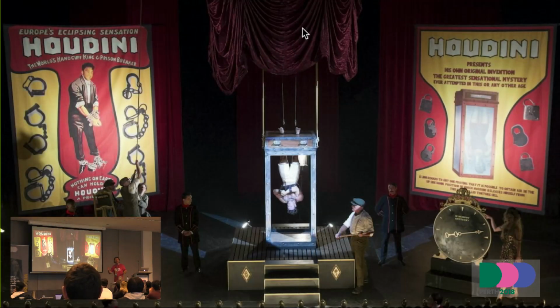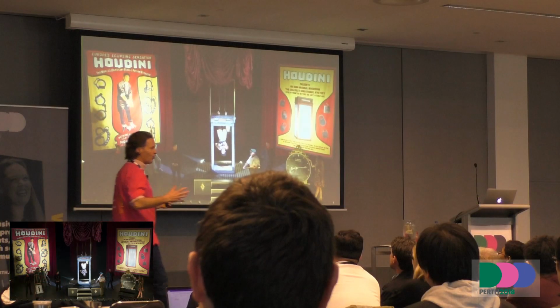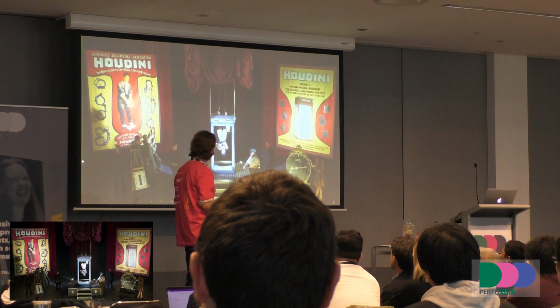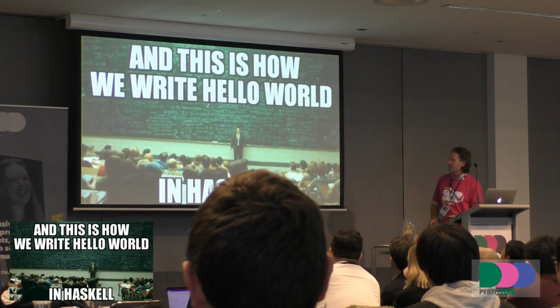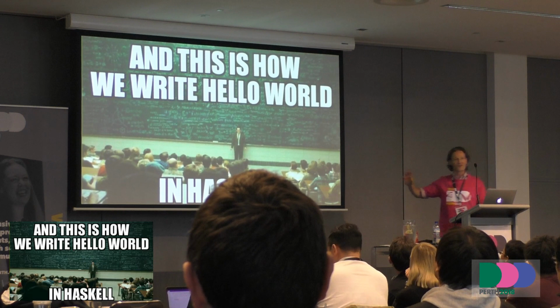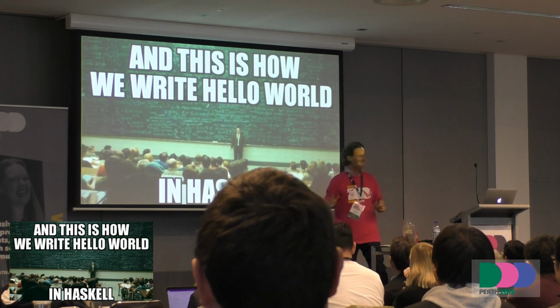So, I feel a bit like Harry Houdini today, the great Harry Houdini. Well, I'm not great, I'm not Harry Houdini, but I feel like I have to perform some magic. Because, as you know, functional programming has this feeling about being hard. And this is a comic slide we have here. In Haskell, this is what you need to know to do Hello World.